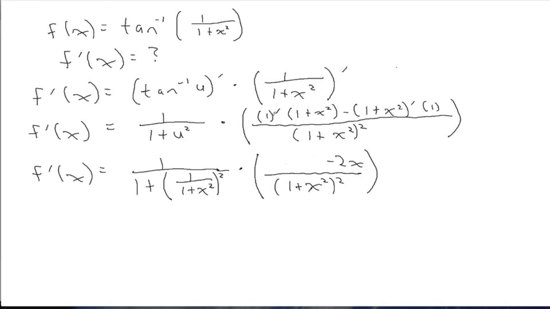The derivative of 1 is 0. 0 times 1 plus x squared is 0. So that term drops out. Then here we have the derivative of 1 plus x squared. That is 2x. So this term was correct. Okay, so now we've fixed that mistake that we made. So the answer that we arrived at during the tutoring session was incorrect, and now this is the correct answer to this problem.